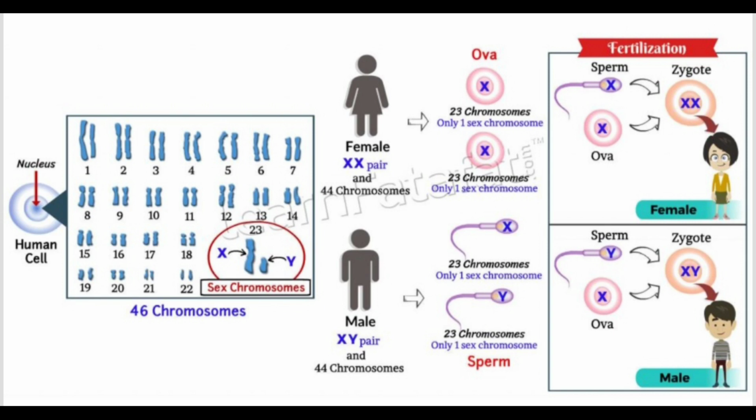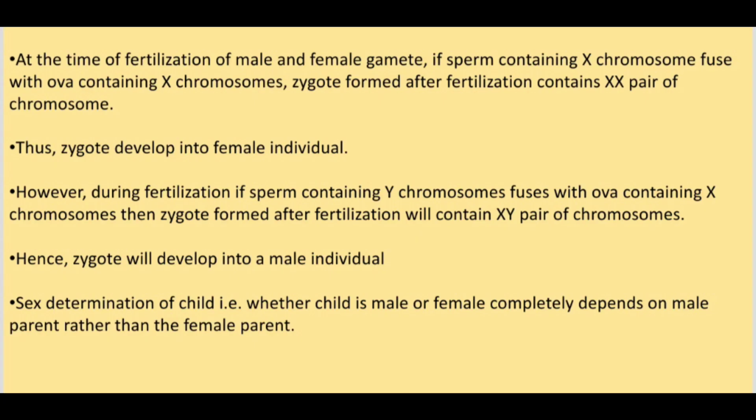See, a human cell is there and 23 chromosomes of male and female have been described, XX and XY. Both have 44 autosomes, but the other pair is XX and XY respectively in female and male. This is after crossing. If XX is there, then it will be a female child, but if XY is there, there will be a male child.